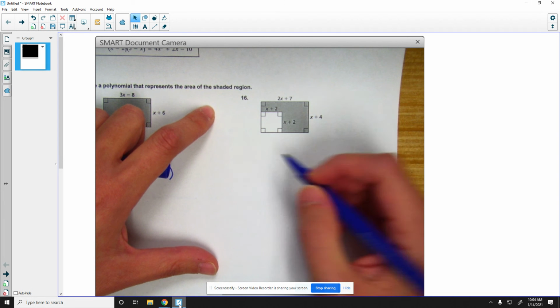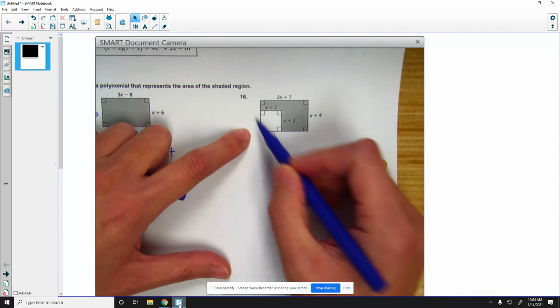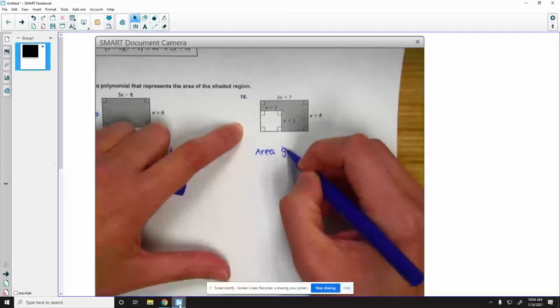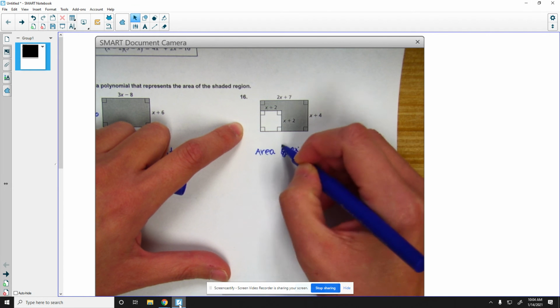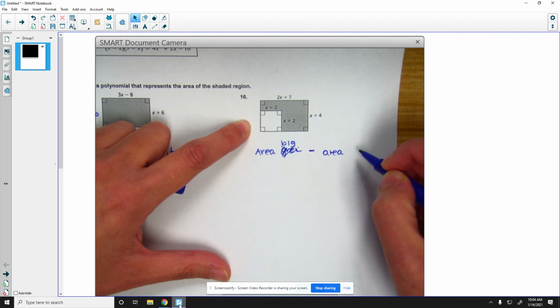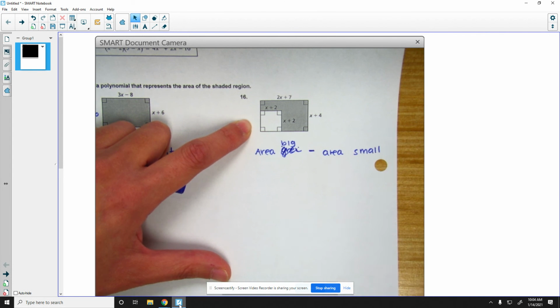Well, what do you think? Probably subtract. Isn't the area of the shaded region just the area of the big rectangle, and then minus out the area of the small rectangle?